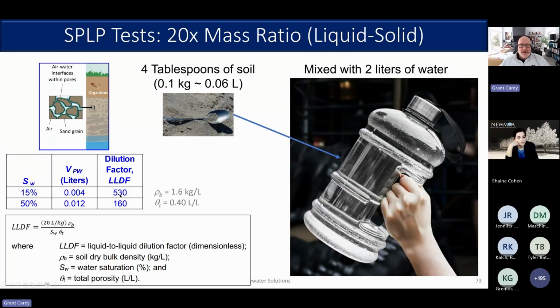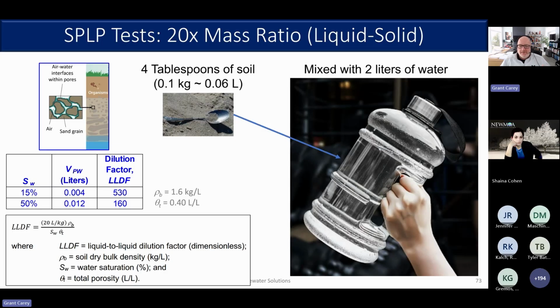So that's a dilution factor of 530 times, not 20. And then if you have 50% saturation, that's still a pretty significant dilution factor of about 160. So even where you've got 50% saturation, you've got a big dilution factor between SPLP tests and what would actually be measured in pore water, ignoring what's happening at the air-water interface. That's a second difference between water in the field in the vadose zone and SPLP tests.